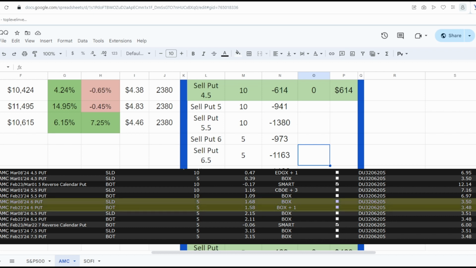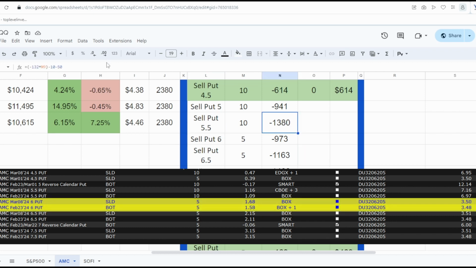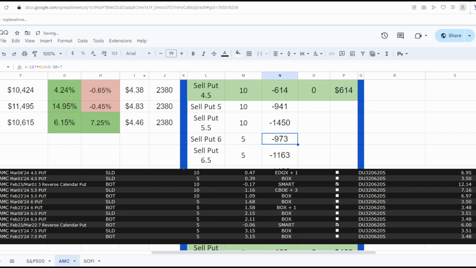Next, I moved the 6 strike. Here, the situation was much more interesting. I was paid $10 per option for the 6 strike. So that's $50. Also, let's not forget about the commission, $7. All this money accumulates. If AMC reaches my strikes, then this will definitely pay off.